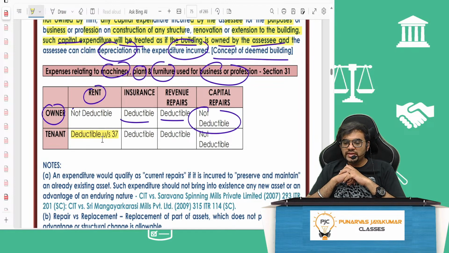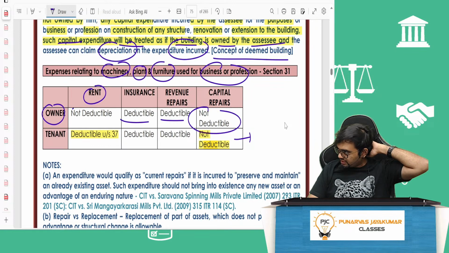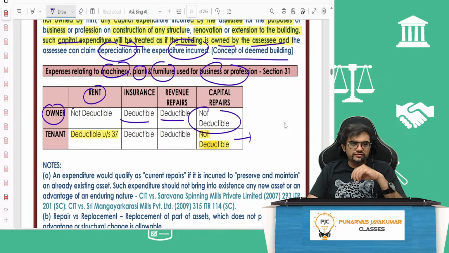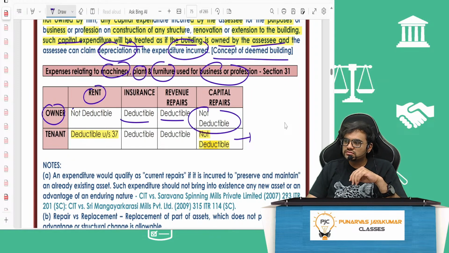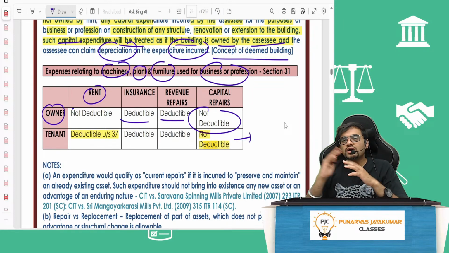Then the tenant is paying insurance on behalf of the plant and machinery and everybody else. Yes, deductible. Revenue repairs deductible. Capital repairs not deductible. Guys, that earlier concept was deemed building, not deemed plant, deemed machinery. So here, if he has paid for a capital expense, for example, it happened actually in our library. One day the water main motor went off. Is it capital or revenue? We told them capital. The owner said revenue. Owner said I am not going to do it. That is some 15,000 rupees. I am not going to do it.